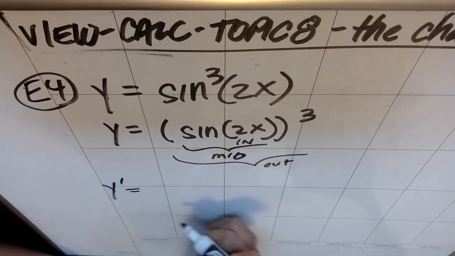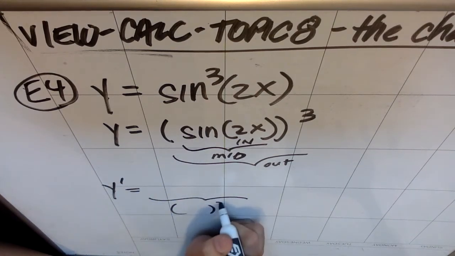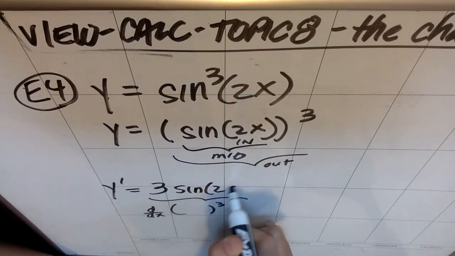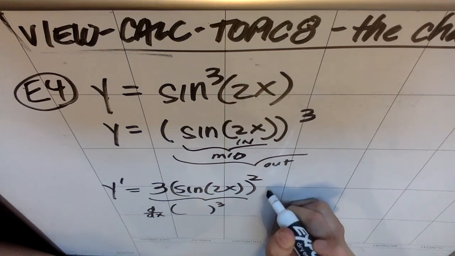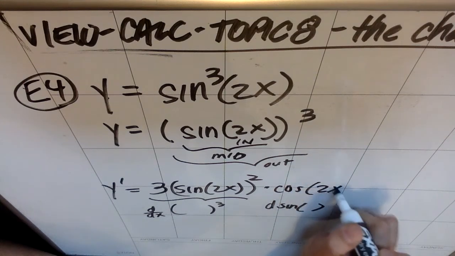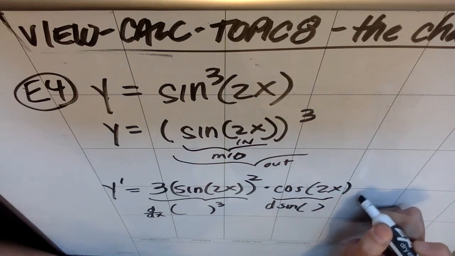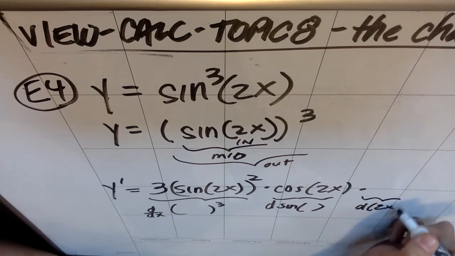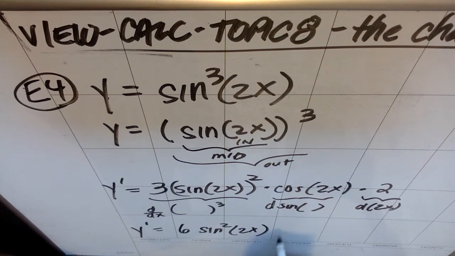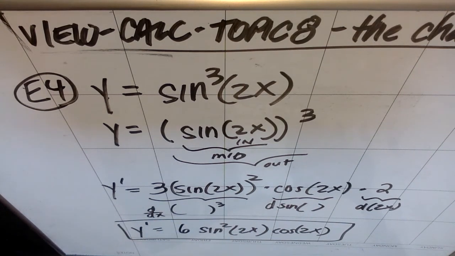So my y prime is going to be the derivative of stuff cubed, right? The derivative of stuff cubed would be 3 stuff to the second, right? Times the derivative of sine of some stuff. Well, the derivative of sine is cosine of that stuff. Times the derivative of the stuff on the inside, which would be a 2. So my y prime ends up being 6 sine squared of 2x cosine of 2x. And that's my final answer. So you're going to try practice problems 1 through 4, and that's pretty much the deal.